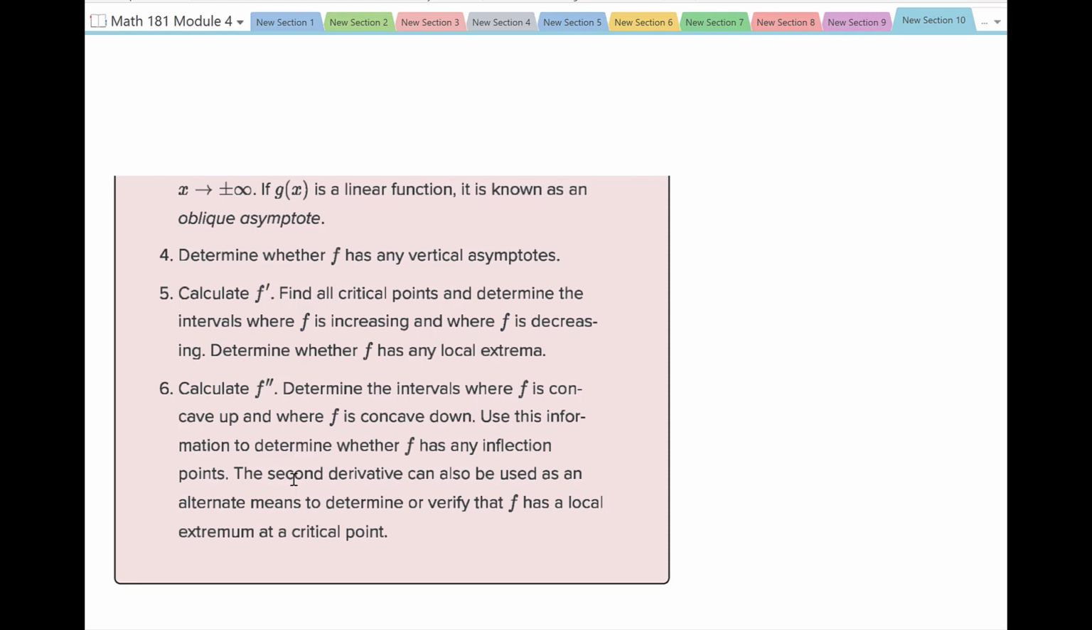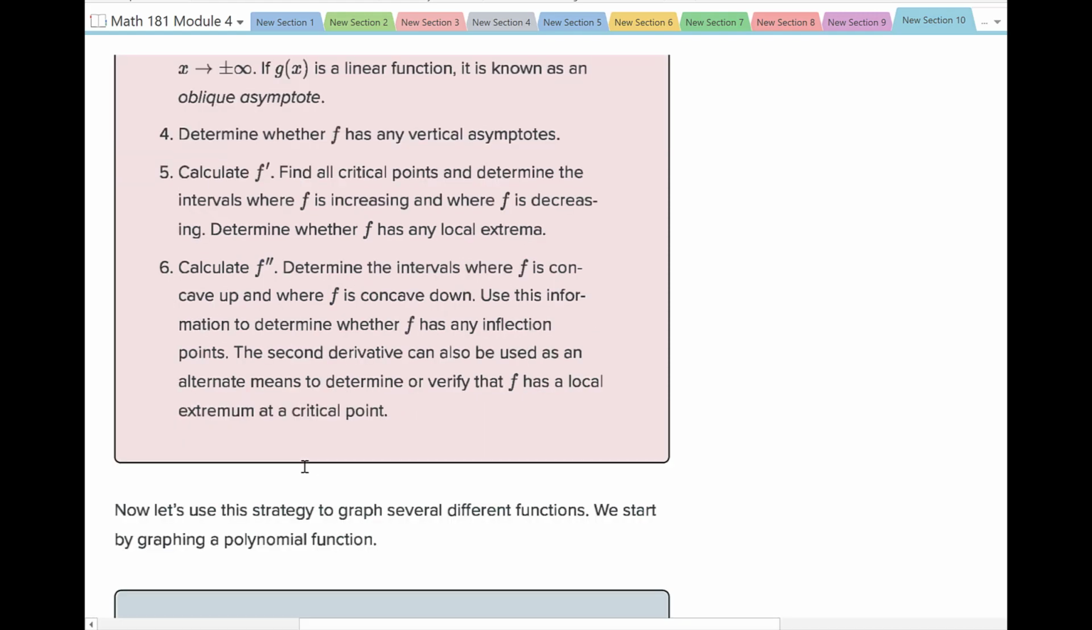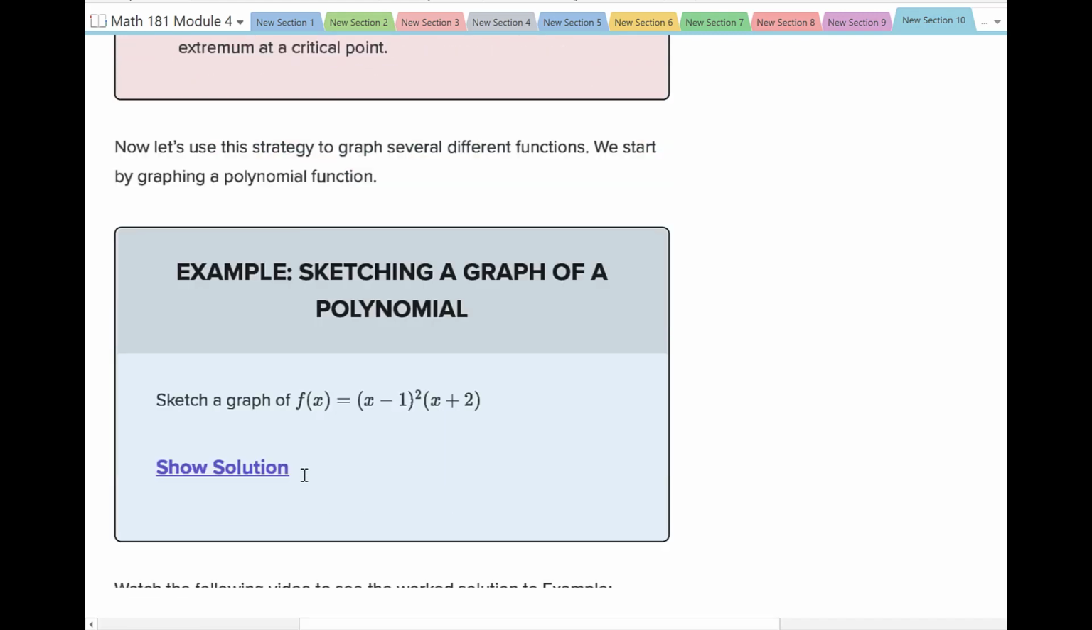The second derivative can also be used as an alternative means to determine or verify that f has a local extrema at a critical point. So remember, if its second derivative is positive for an extrema that you found a critical number from the first derivative, then it's concave up, and that's a local minimum. If it is negative, then it's concave down, that's a local maximum.